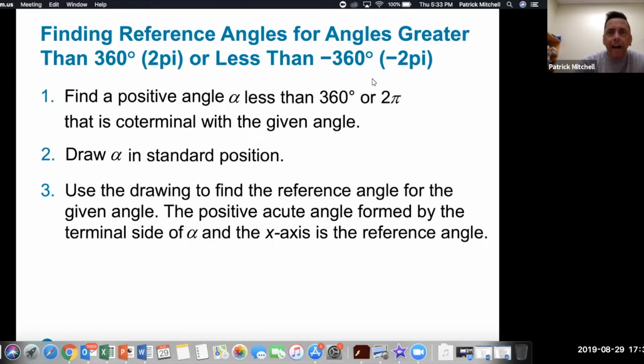Finding reference angles for angles greater than 360 degrees or less than negative 360 degrees, aka greater than 2 pi or less than negative 2 pi. So basically, there's just one extra step at the beginning. Find a positive angle less than 360 degrees or less than 2 pi that's coterminal with the given angle. And then after that, it's just like the problems that we were just doing. So let's look at some examples.